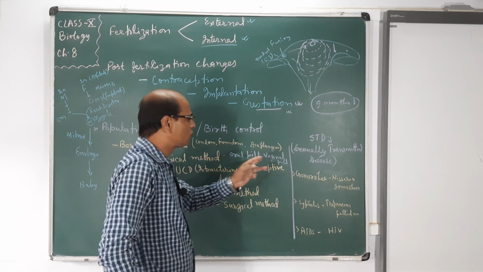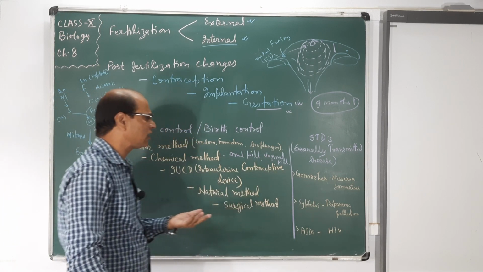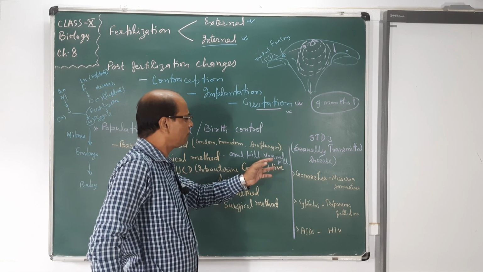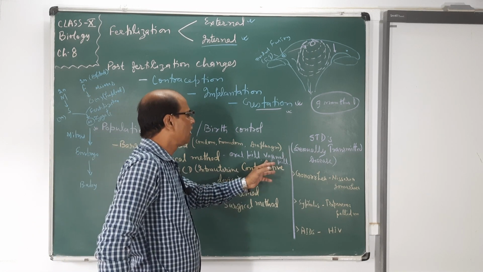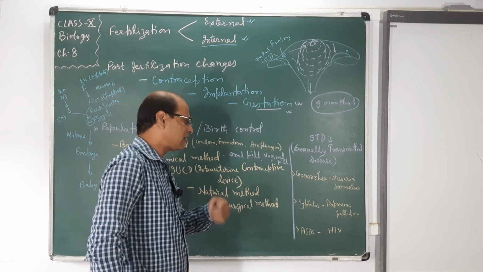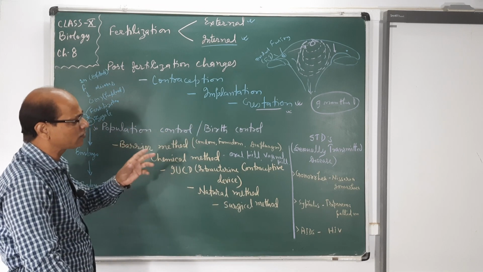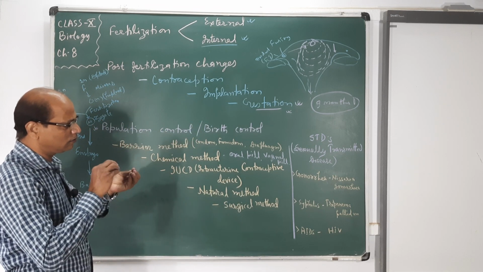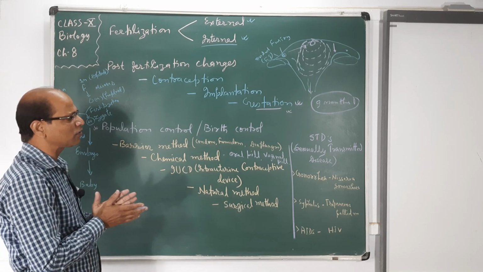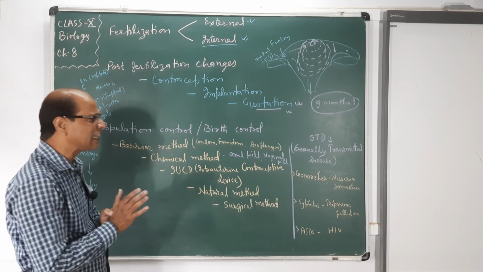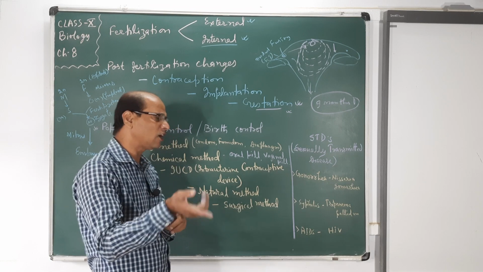The vaginal pill is also used before copulation, before sexual intercourse. It is used by the female in her reproductive parts, and it also helps to control the population by not allowing sperm to fuse with the ovum.